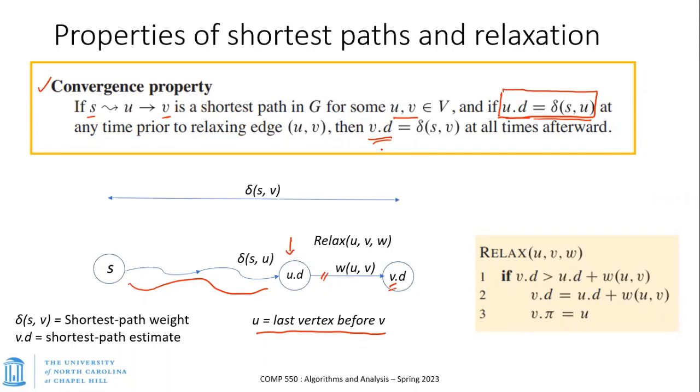No, not one path, an edge only. So U is the last vertex before V, and there's only one edge between U and V.